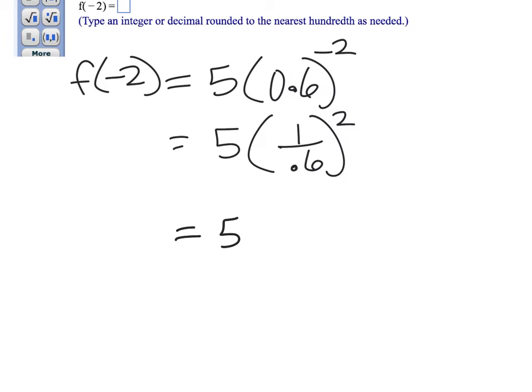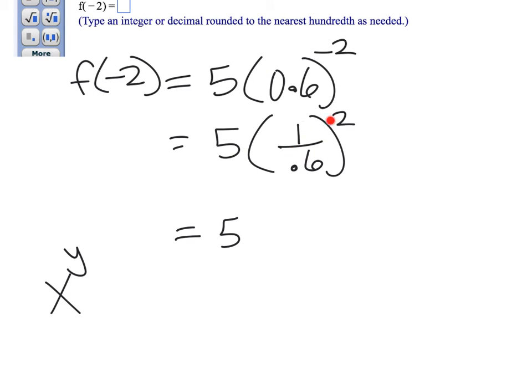Well, it's going to be 5 times... The first thing I'm going to do is type in 1 divided by 0.6, and I'm going to get a decimal. Then I'm going to hit the x^y button because I want to raise it to the second power. So I'm going to clear my calculator. 1 divided by 0.6, and I get this long repeating decimal. But I'm not going to freak out, because now I'm going to hit the x^y button and type in 2. And I still get this long repeating number.